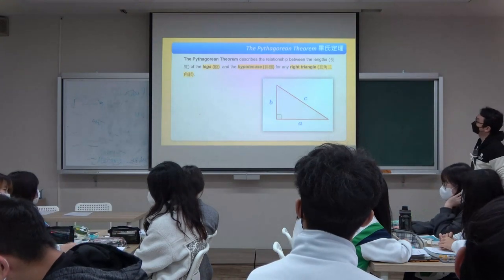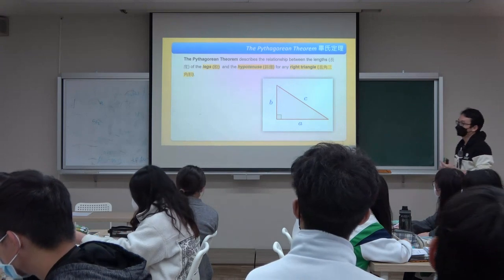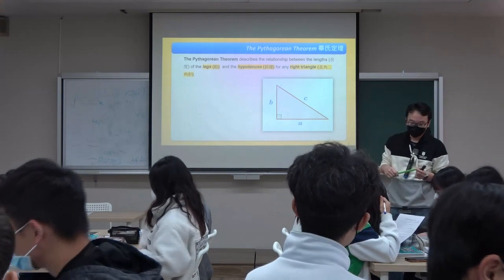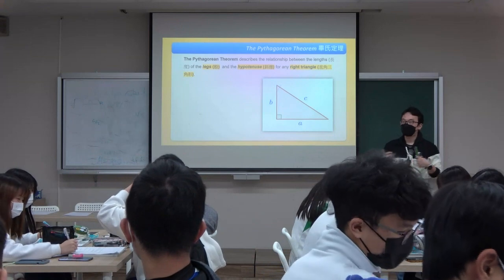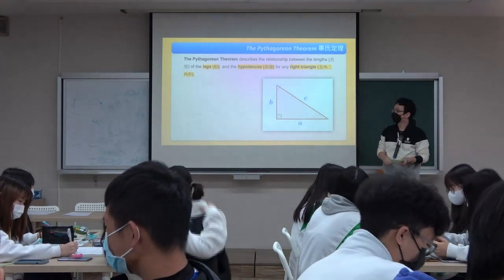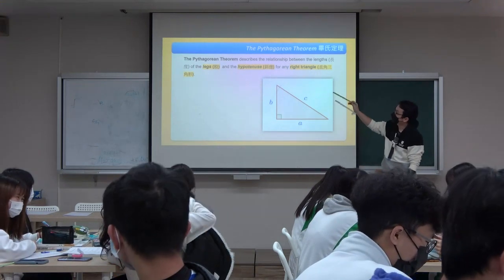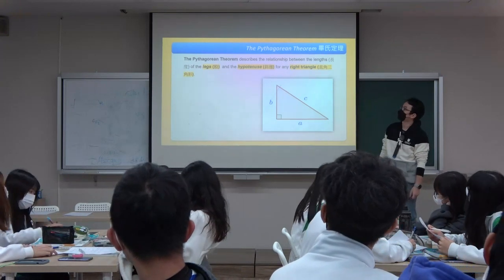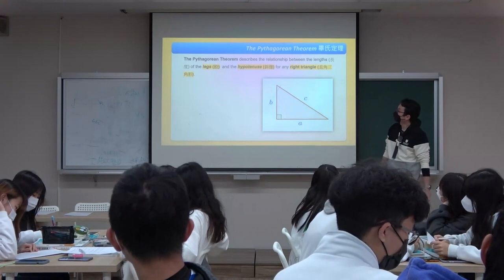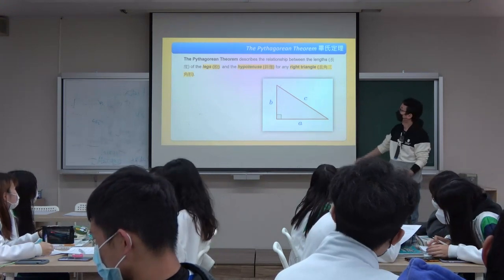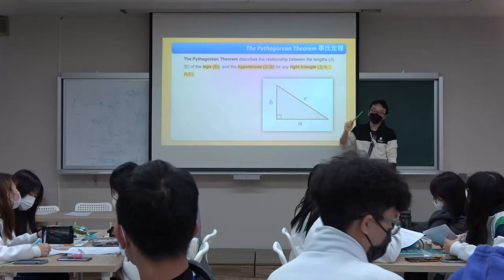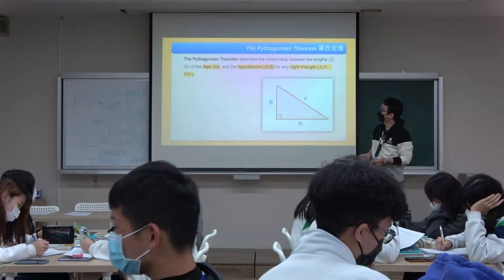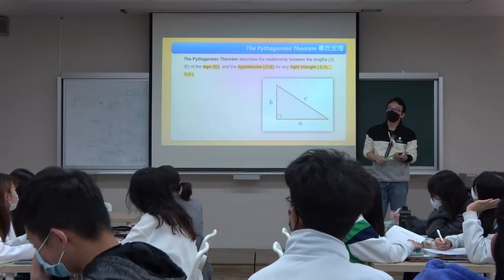First, let's review the Pythagorean theorem. And there are some terms. You can view the terms on your worksheet when I introduce the terms. Okay? And then the Pythagorean theorem describes the relationship between the length of the legs and the hypotenuse for any right triangle. And right triangle is 直角三角形. Okay? And a right triangle is a triangle with one right angle.